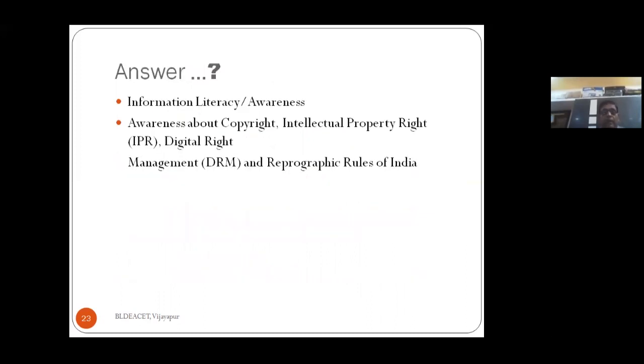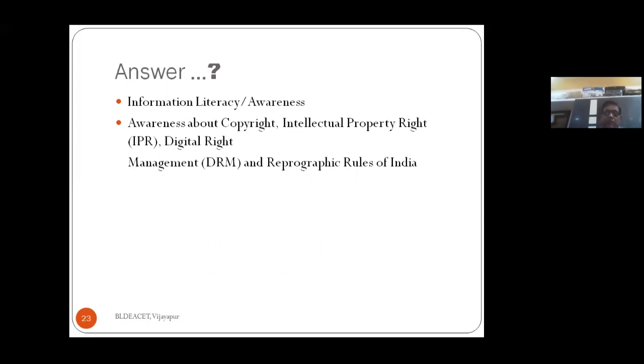One should have knowledge of this plagiarism. We should understand information literacy. We should educate ourselves and be aware of how plagiarism happens, how we are misconducting ourselves academically, and how we should follow the rules. If we know about these things, we can definitely avoid plagiarism.